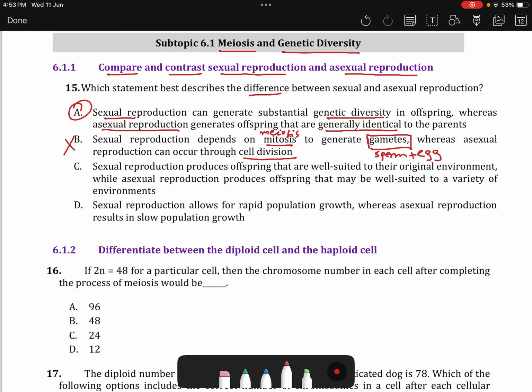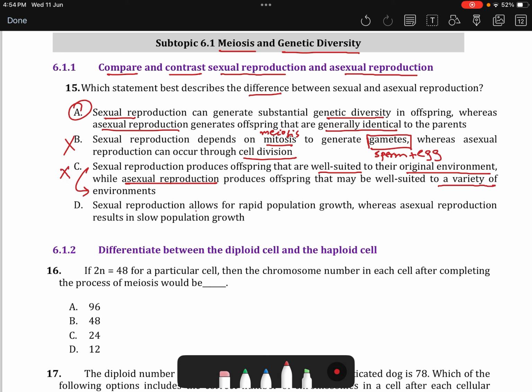Sexual reproduction produces offspring that are well suited to their original environment. No, they can adapt to the new environment as well, while asexual reproduction produces offspring that may be well suited to a variety of environments. No, no. So basically, the original environment is for asexual reproduction and well suited to a variety of environments is for the sexual one. So this is written opposite.